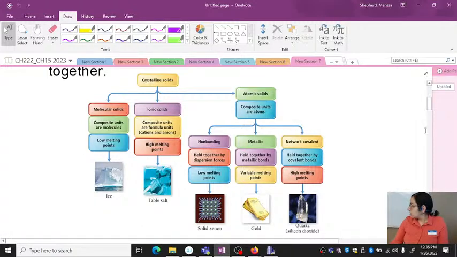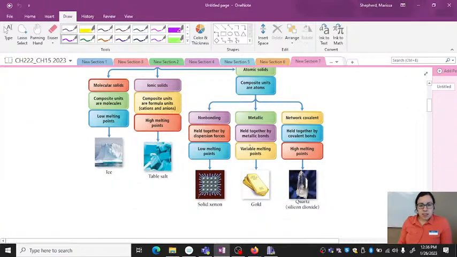And then we can also classify things by just atomic solids. So composite units are atoms. And so this could be non-bonding, like xenon. So solid xenon, of course, that would have to be right at an extremely low temperature, so low melting point. I want to say it was like 160 Kelvin or somewhere around that order. So only held together by those London dispersion forces.